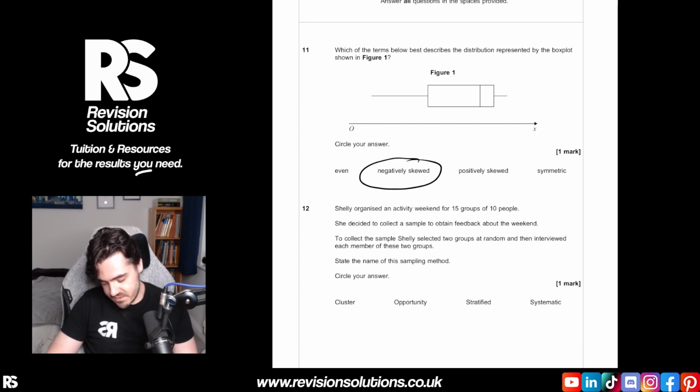Then question 12 says, Shelley organized an activity weekend for 15 groups of 10 people. She decided to collect a sample to obtain feedback about the weekend. To collect the sample, Shelley selected 2 groups at random and then interviewed each member of these 2 groups. State the name of this sampling method. So the first thing is that the population she's sampling from has been divided up into groups or segmented. And then she's randomly selecting people from each segment or cluster. So that's an example of cluster sampling.